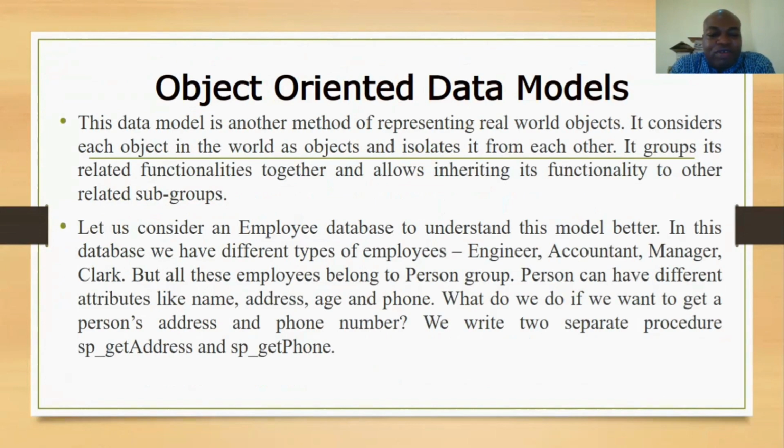So in this database, we have different types of employees, okay? So we have engineer, we have accountants, we have manager, we have clerk. All those listed are employees. But all these employees belong to a person group. So a person can have different attributes like name, address, age, and phone number.